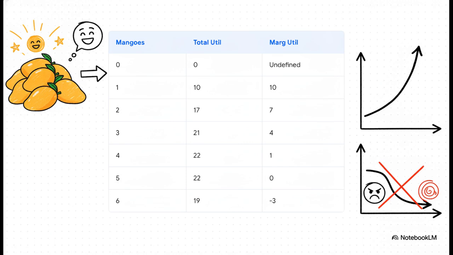As we push to 3 and 4 mangoes, TU climbs to 21, then 22. But look at what the MU column is doing. That additional joy is steadily dropping. It goes from 10, down to 7, down to 4, and just one single util for the 4th mango. Then, at the 5th mango, marginal utility hits a wall at exactly 0, leaving total utility completely flat at 22. And if you force down a 6th mango, MU plunges to -3 and actually drags your total utility down to 19.